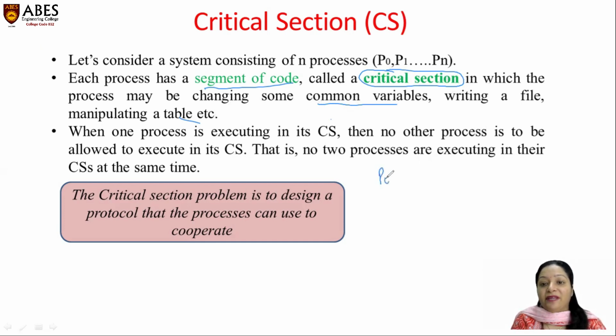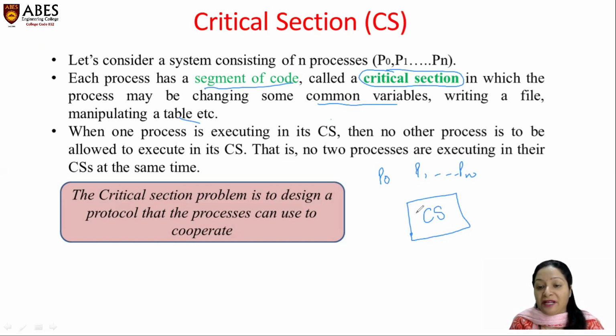For example, we have processes P0, P1, and so on up to Pn. Now, all these processes have a common segment of code, that is the critical section. In this segment of code, all these processes can do their manipulations. They can use shared variables, update the shared variables, update some table, update some file, append a file. All these things they can do in this segment of code, which is called the critical section.